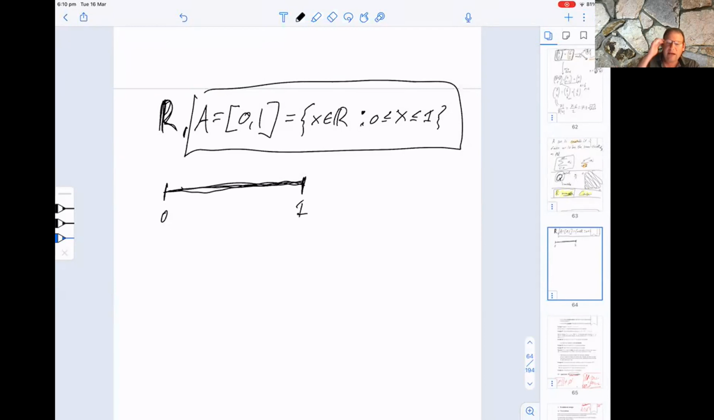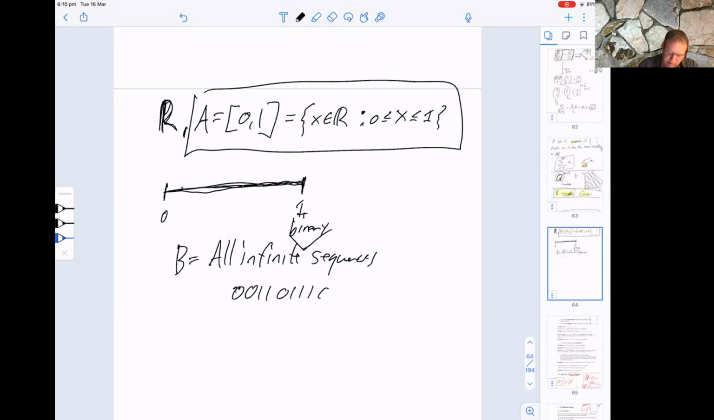So a way to do this is not to speak about this specific set, but actually speak about a different set. Let's call this the set B, which is the set of all infinite binary sequences. Example: 0, 0, 1, 1, 0, 1, 1, 1, 0, 1, 1, 0, 1, and so on forever, or 1, 1, 0, 1, 1. I'm just putting random numbers, 0, 1, 1, 1 forever. Okay, so call the set B of all infinite binary sequences.